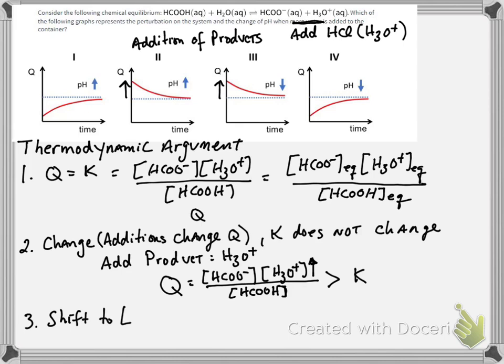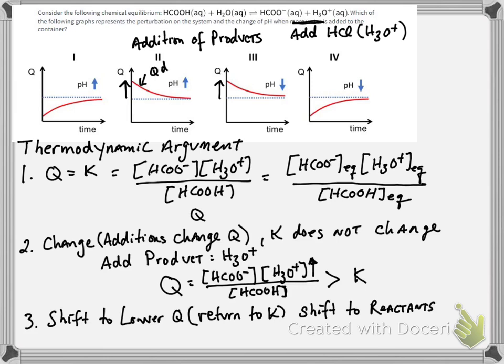Now, because Q went up, the shift must be in the opposite direction. The shift is going to be the transfer of material to the other side of the reaction to lower Q to reestablish equilibrium. So to lower the Q, we have to shift material from the products that just went up to the reactants. And that's what we're seeing here. So initially Q goes up, and then Q's got to go down.